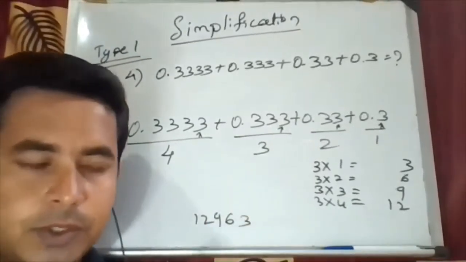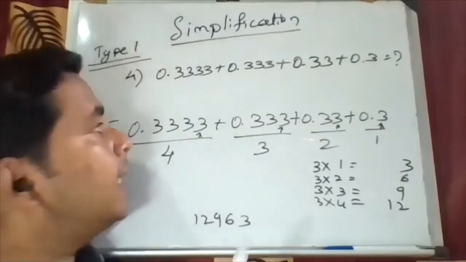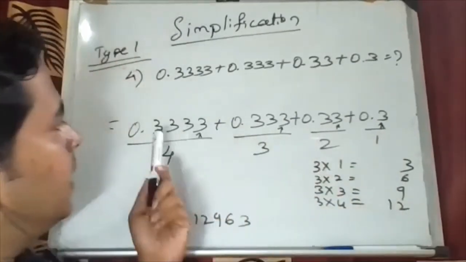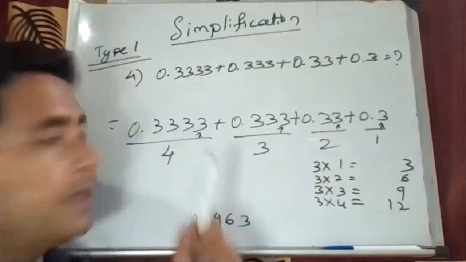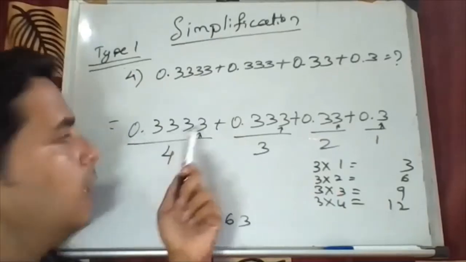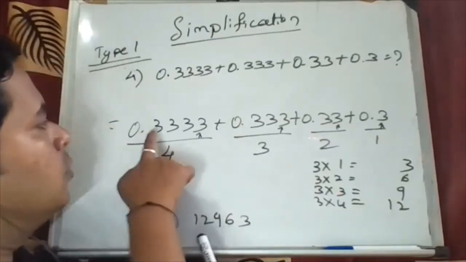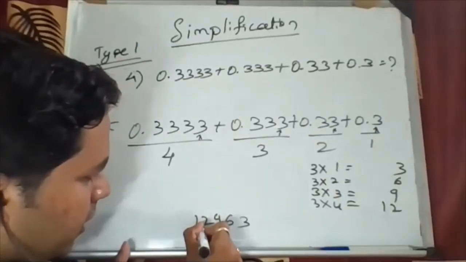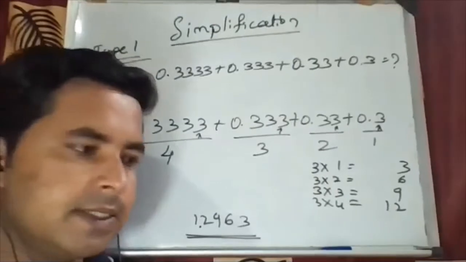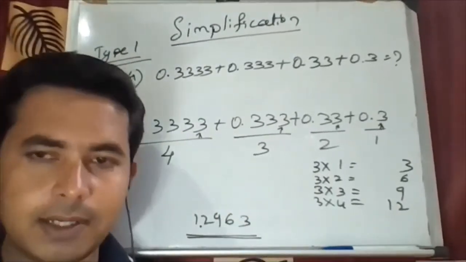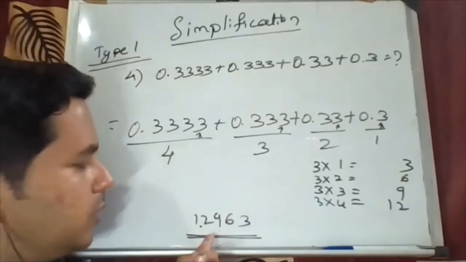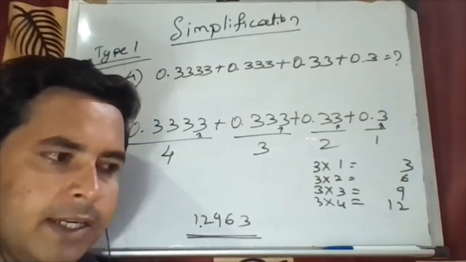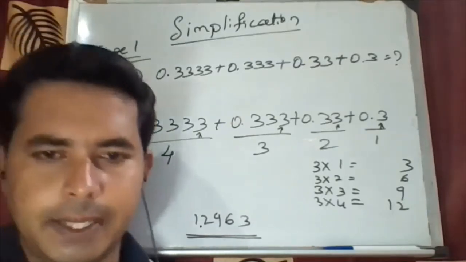Now how to keep the decimal value? While keeping the decimal value, consider the highest digit number. Among all these, which has the most digits? This one, 0.333. Before how many digits has the decimal been placed? Before 4 digits. So consider that before 4 digits there is a decimal point. Just see in the question which decimal value has more numbers. It has 4 numbers. So just keep the decimal point before the 4 digits. So we'll get our answer as 1.2963.